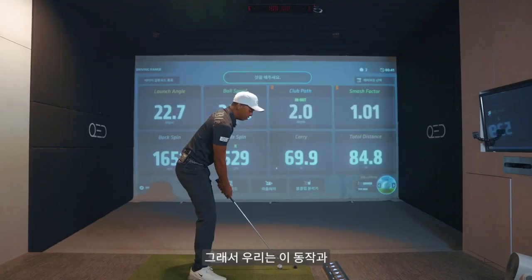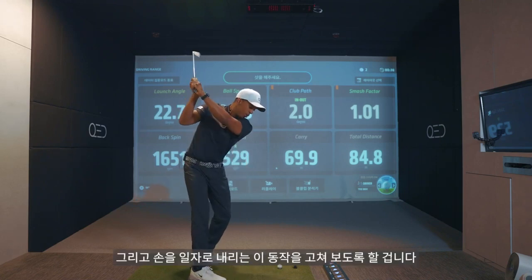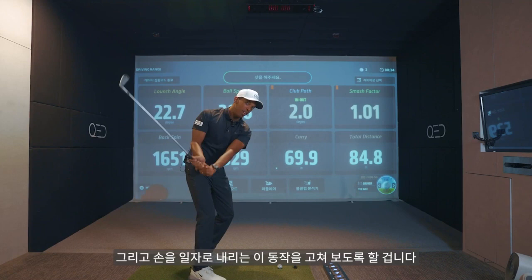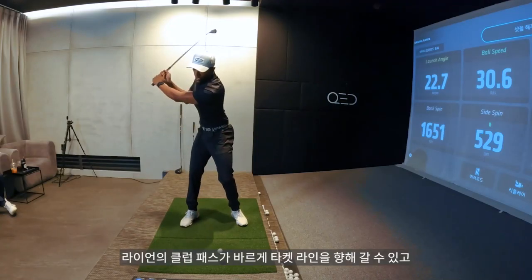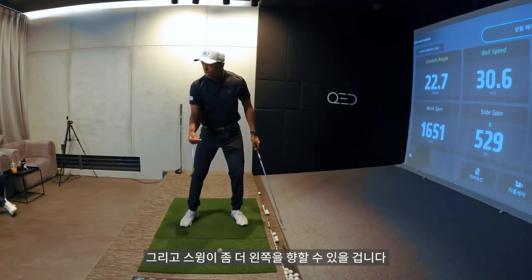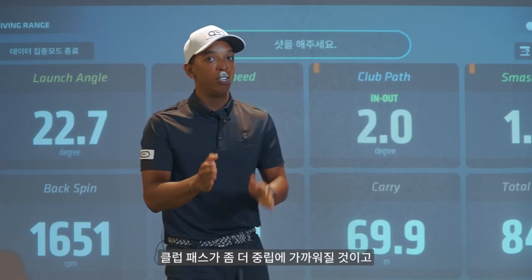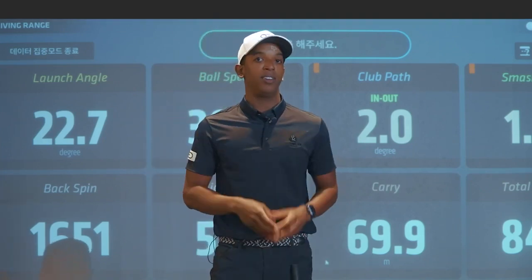So we want to see if we can fix this motion and then also this motion as he's pulling his hands kind of straight down. When we fix both of these pieces, it's going to allow him to get that club path more straight down the target line, swinging a little bit more left to help neutralize that path so we can get that shot dispersion a lot closer together.